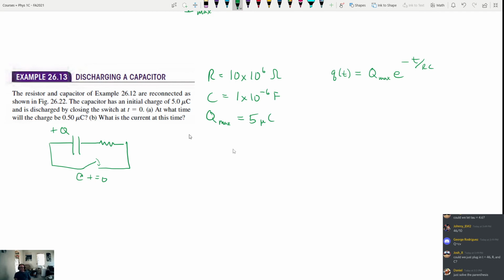So, part A says, at what time will the charge be 0.5 microcoulombs? Can you all figure that out? If I don't tell you how to do it, can you figure it out if I give you a few minutes? Give it a shot. Try to solve part A. At what time is Q on the capacitor equal to 0.5 microcoulombs? See if you can figure that out. I think that you have everything you need on the page. I'm going to give you 3 minutes. Everyone understand what you need to do?